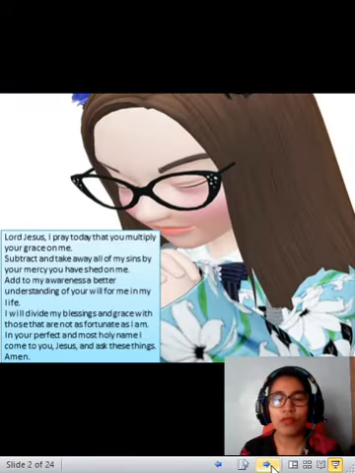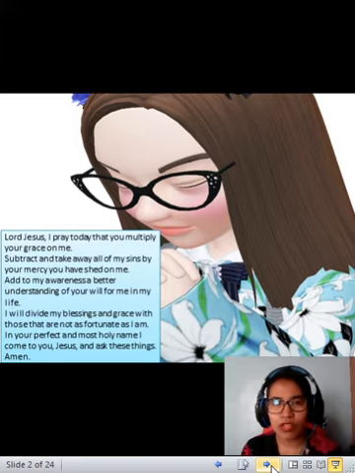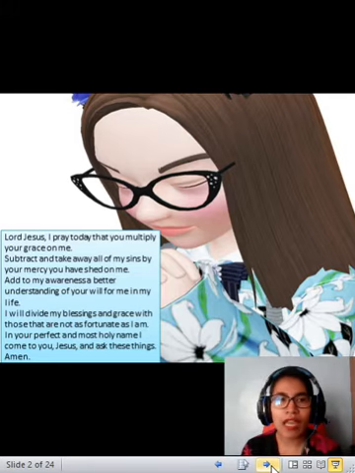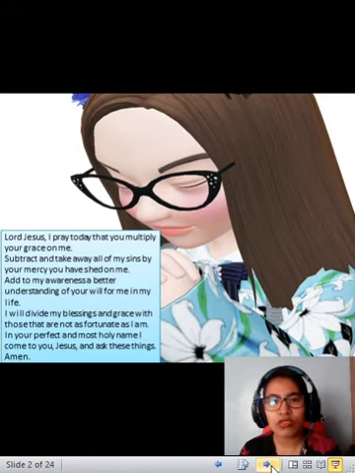In the name of the Father, the Son, the Holy Spirit. Lord Jesus, I pray today that you multiply your grace on me, subtract and take away all of my sins by your mercy you have shed on me. Add to my awareness a better understanding of your will for me in my life. I will divide my blessings and grace with those that are not as fortunate as I am. In your perfect and most holy name, I come to you, Jesus, and ask these things.